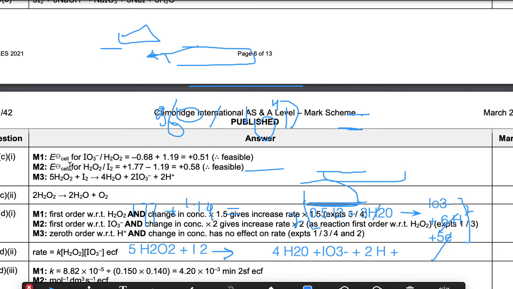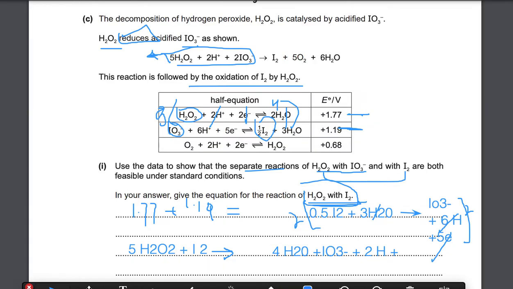Okay, so the second equation is correct, and 5H2O2 plus I2. Okay, that's how I wrote it. And then IO3 minus and H2O2. Okay, let me see. Sorry. So this is the product. We'll use this equation for the first one.